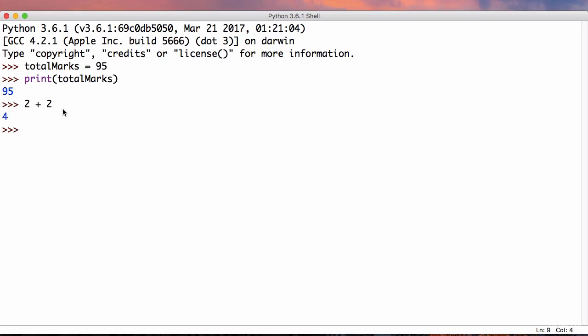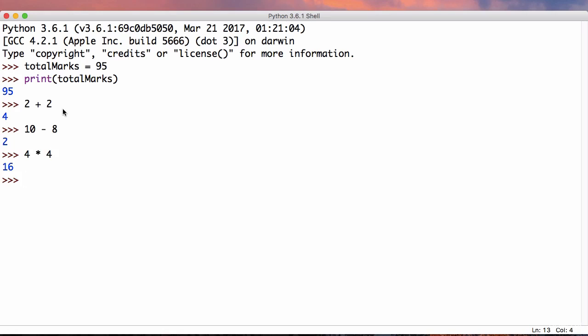Next up is the subtraction operator. If I say 10 minus 8, the minus sign is the operator used for subtraction. It subtracts the value 8 from 10 and returns the value 2. Next is the multiplication operator, which is denoted by a star symbol. If I say 4 star 4, it returns the value 16, which is 4 times 4.